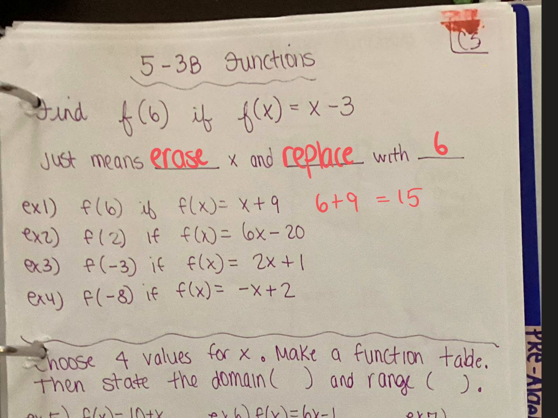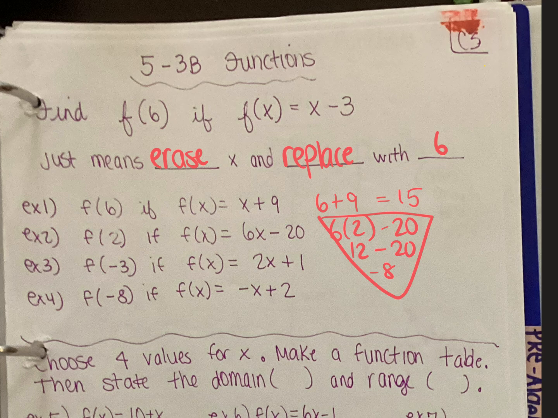Okay, example 2. f of 2, if f of x equals 6x minus 20. Erase and replace x with the number up here, which is 2. So 6 times 2 minus 20. That's a little mini order of operations. 12 minus 20 is negative 8. Little upside down Dorito chip. I wish I would have given you some more space because there's really no space to do these.